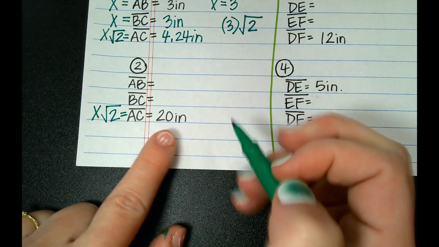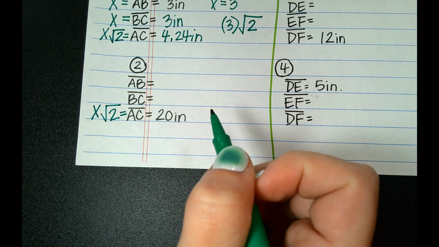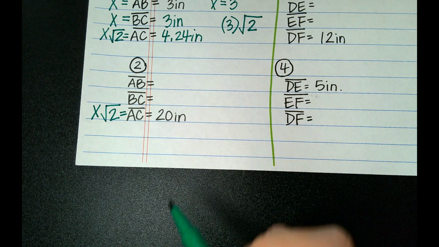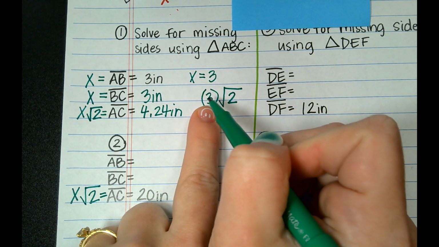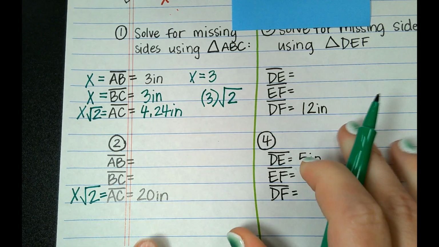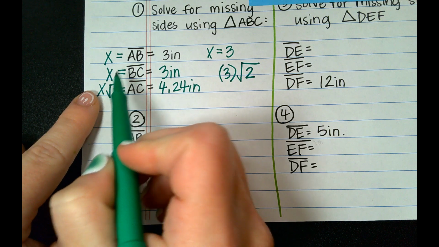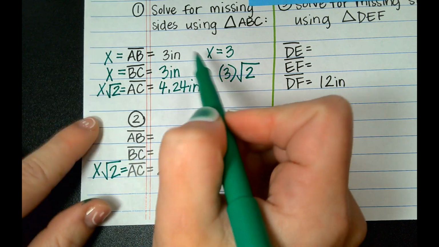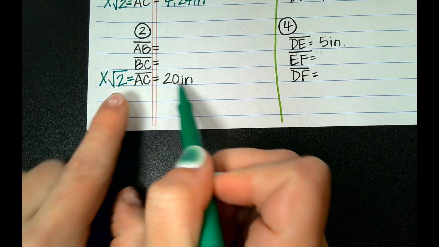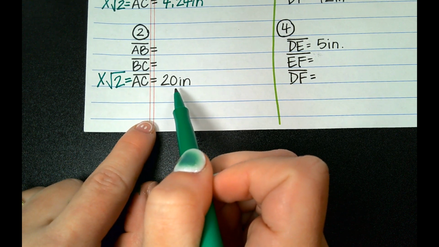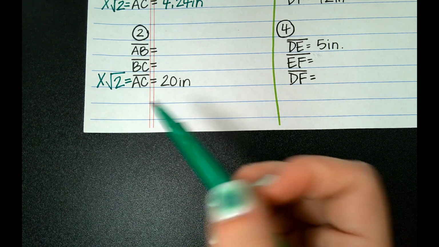Radical 2, 20, let's see. Square root of 20, square root of 2. Very, very close. So in the previous problem, we were able to take 3 and plug it in with the radical 2. Oh, yeah, multiply. But that was because 3 was X. You see that? Our X was 3. So I could replace X with 3. But is my X 20 here? It's not. So we don't know X. So we have to solve for X.